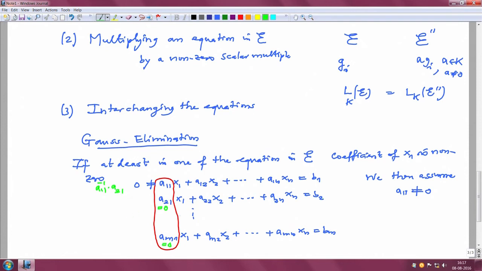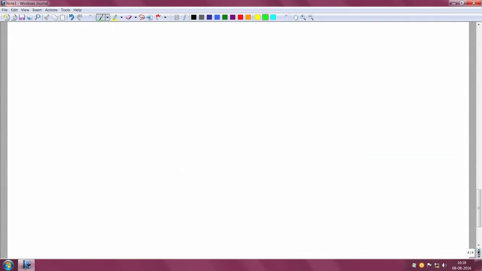And similarly, I will multiply the first equation by a11 inverse a31 and subtract it from the third equation, and so on. So, when I do this, all these coefficients will become 0 other than a11. So, the new resulting system will have equations. I will just write the coefficients only.